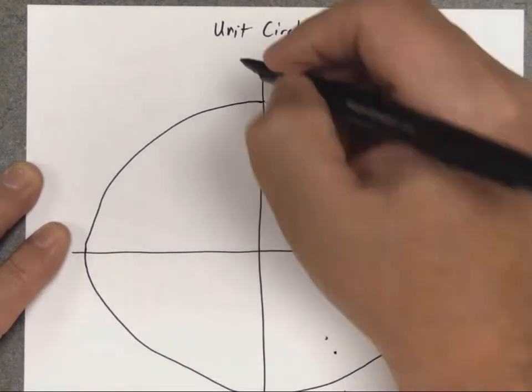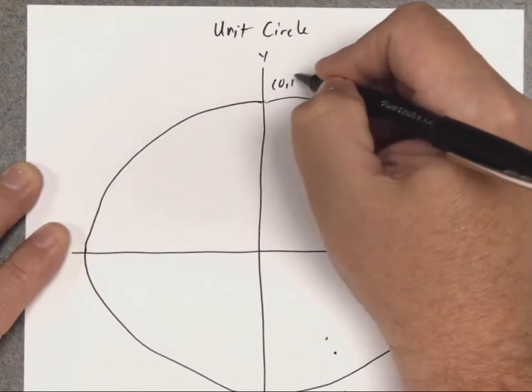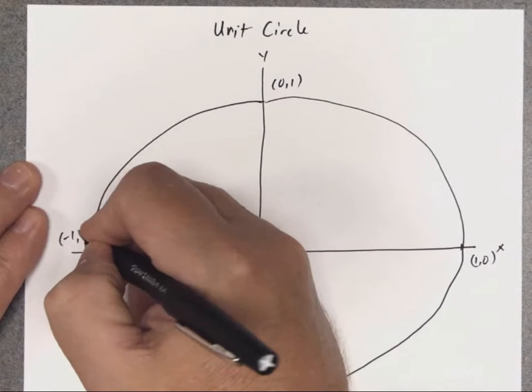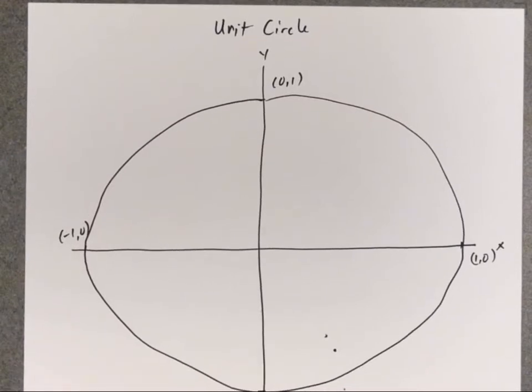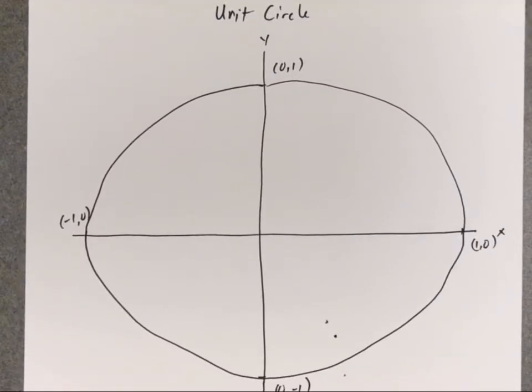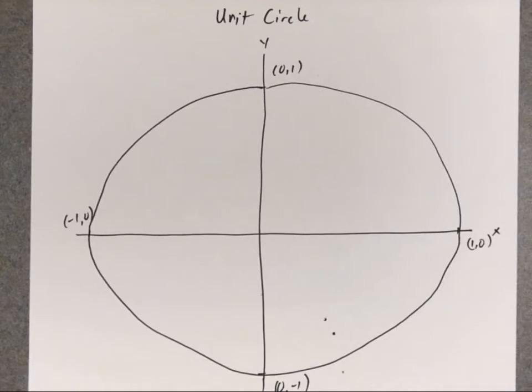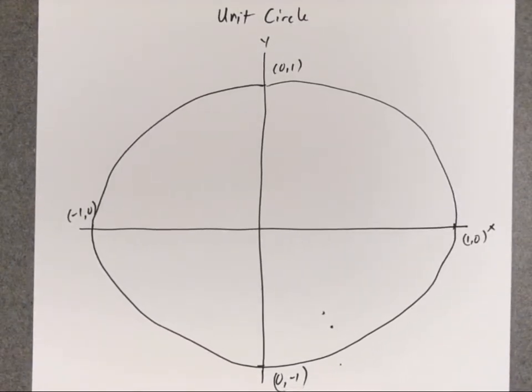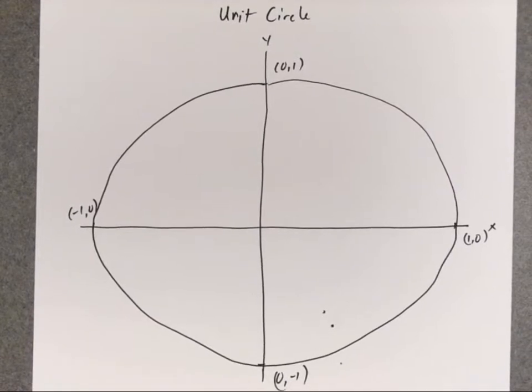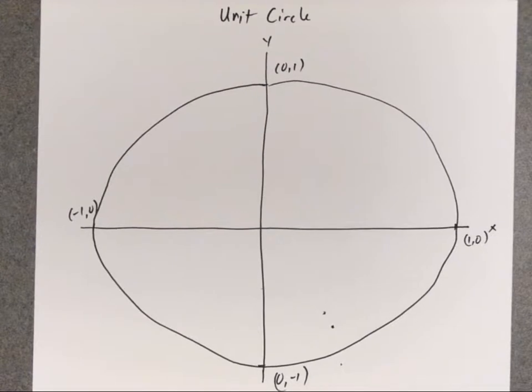So this is the x-axis, here's the y-axis, this is 0, 1, this is negative 1, 0, this is 0, negative 1. Now the unit circle, really the purpose is to help us find the trig values of our special angles, all right? So that's really the big use of the unit circle. It gives us a very simple and easy way to find the trig values of our special angles.